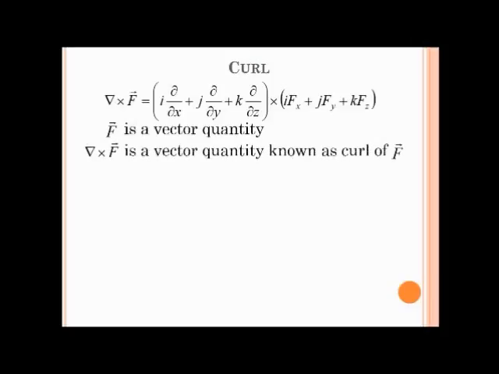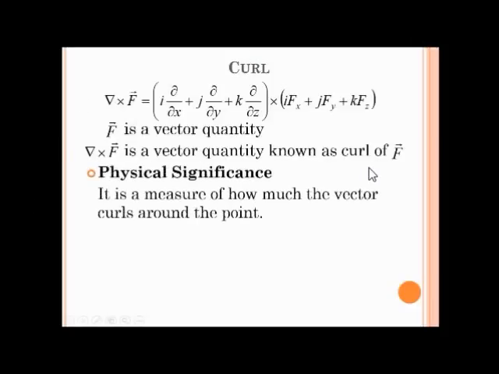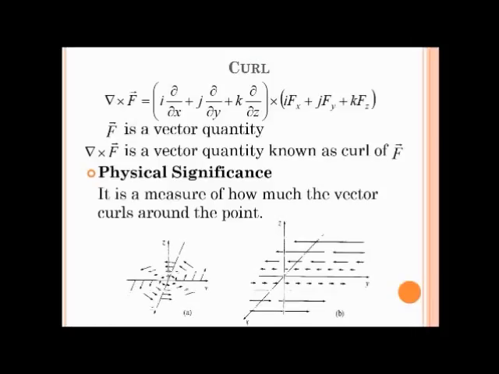So similarly, now del cross F is a vector quantity known as the curl of F, and the physical significance is that it is a measure of how much the vector curls around that point. So you can see from this picture, it is nothing but the measure of how much a particular vector is getting curled around a particular point.